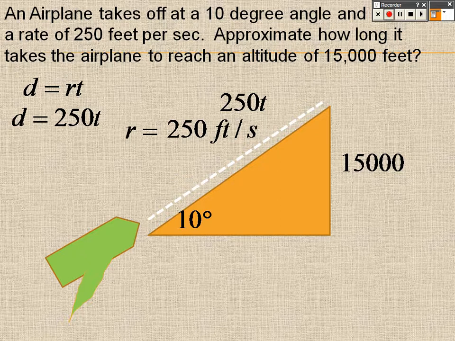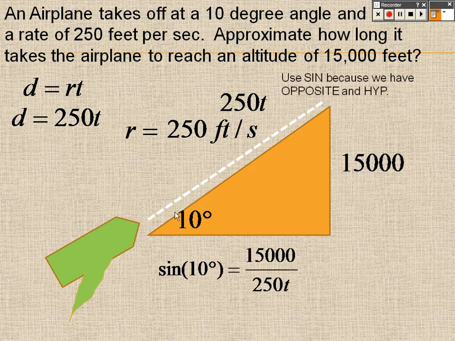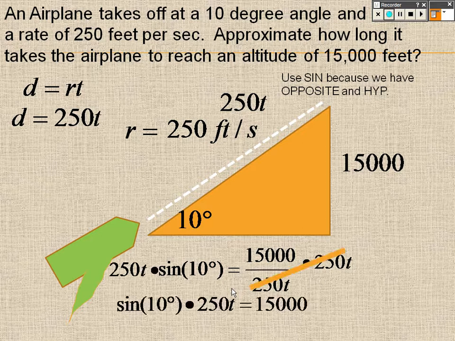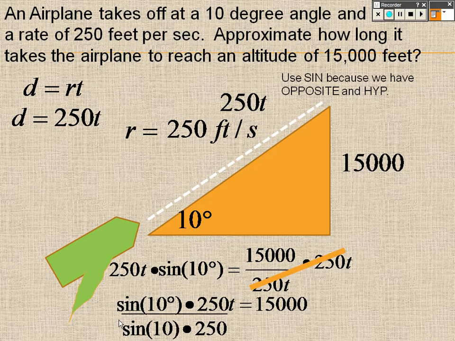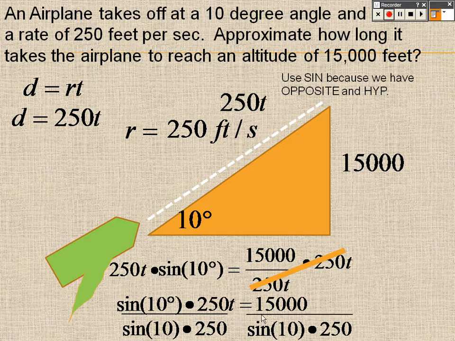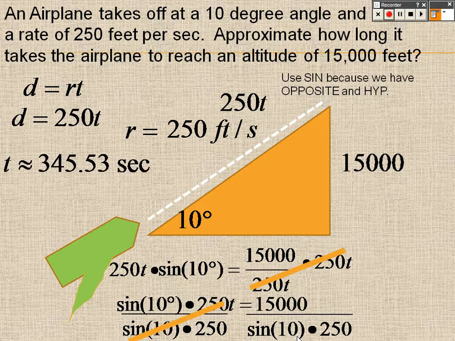So what uses opposite and hypotenuse? That's sine. So it's sine of 10 equals 1,500 over 250t. So to solve for t, I multiply by 250t on both sides. Then I would divide by sine of 10 and that 250 to get t by itself. So 1,500 divided by sine of 10 times 250 all on the bottom. You get about 345.53 seconds for how long it will take the plane to reach the altitude.